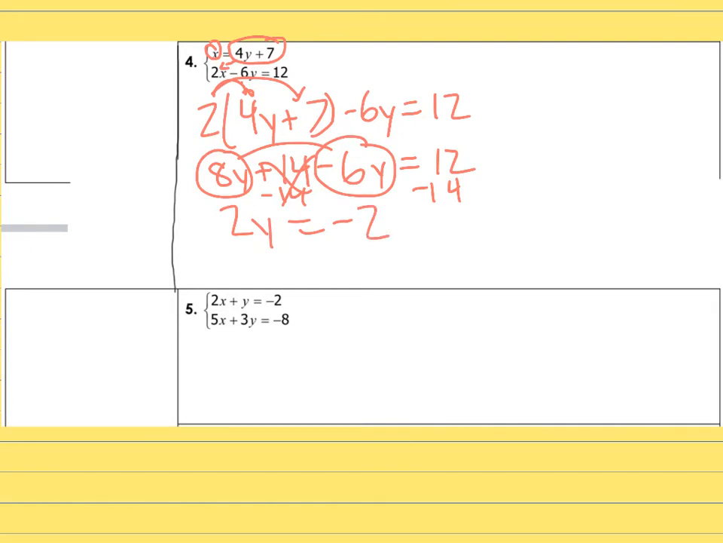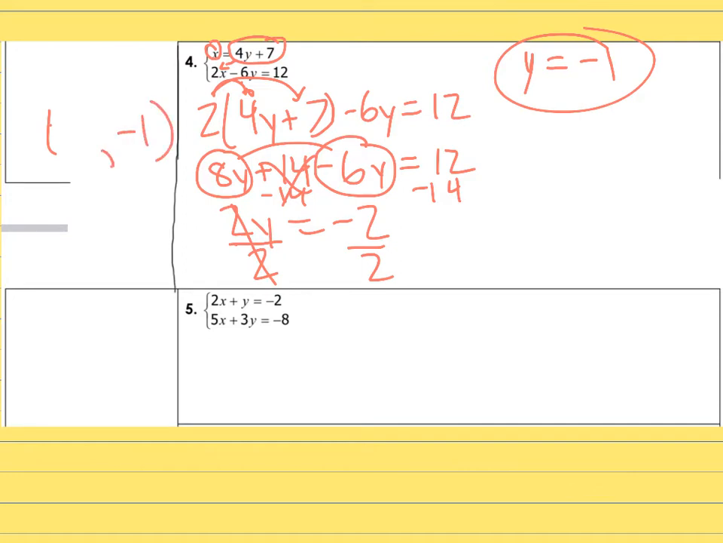Now, I know what you're all thinking. Hopefully, you're saying to yourself, well, this is 2 times y. So to get y by itself, I have to divide by positive 2. That undoes the multiplication, and y is equal to negative 1, right? Because negative 2 divided by positive 2 is just a negative 1. And that means that our y value is negative 1.